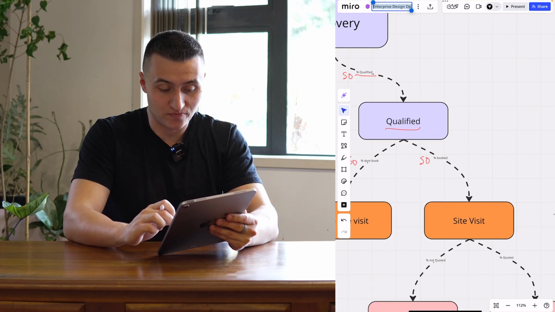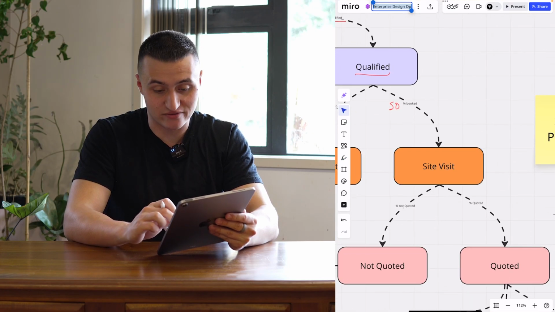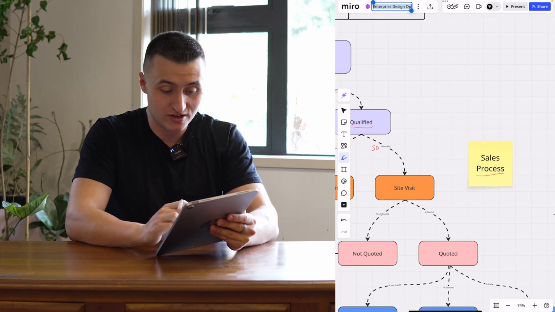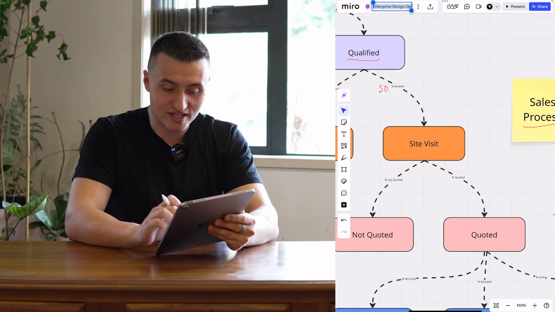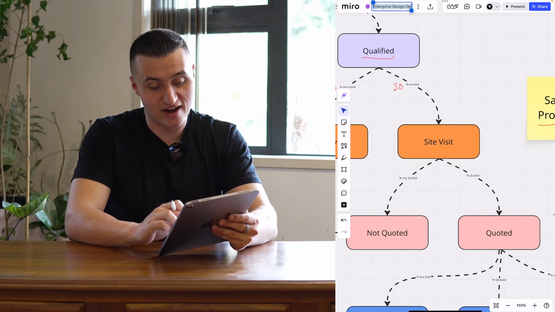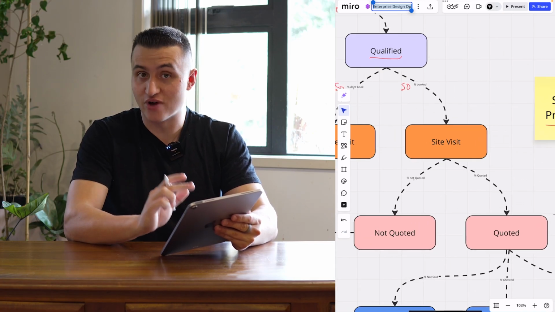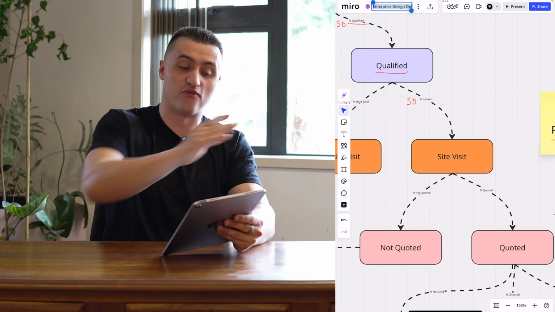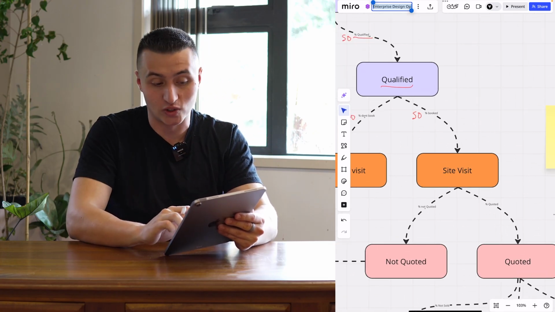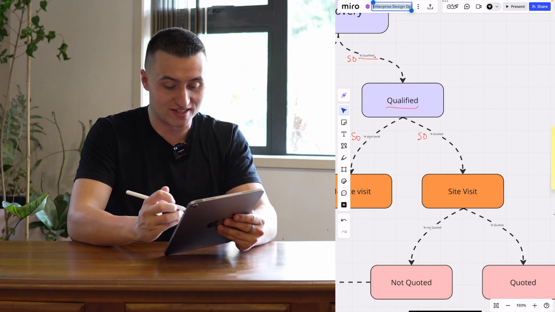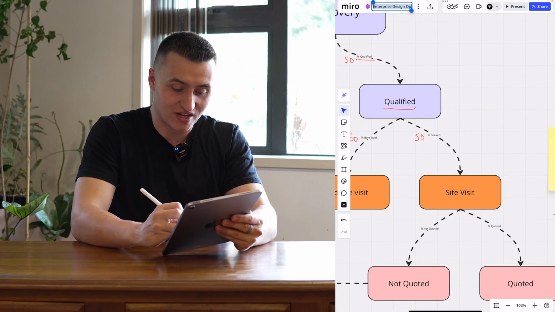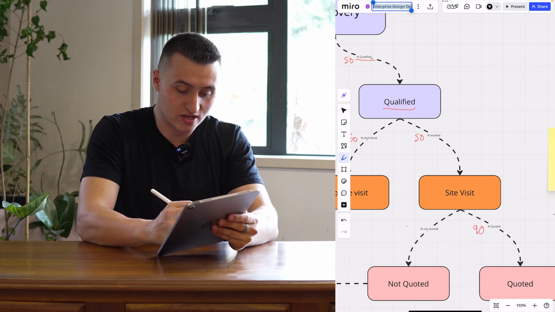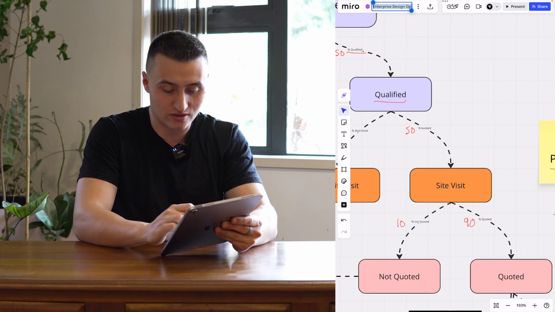Next, once we've gone to the site visit, which is part of our sales process now, as you can see right here, what percentage of them were not quoted and what percentage were quoted. Now here, you should definitely have a high number for this. If you don't have a high number, that means somewhere before you went to the site visit, you didn't qualify them properly and you need to work on that step. So let's just say out of this, 90% were quoted and 10% were not quoted.